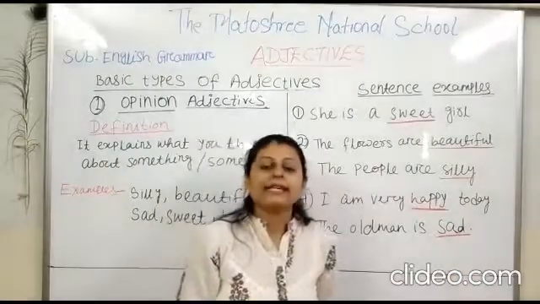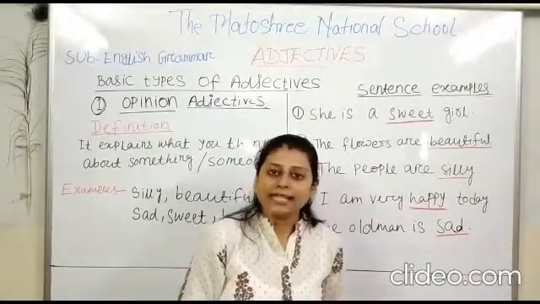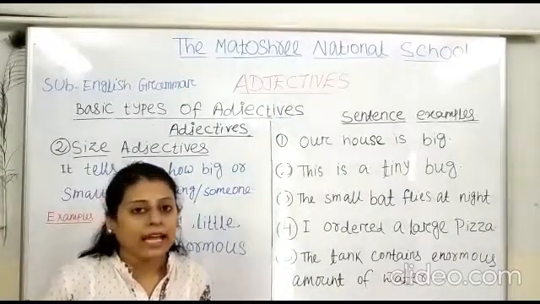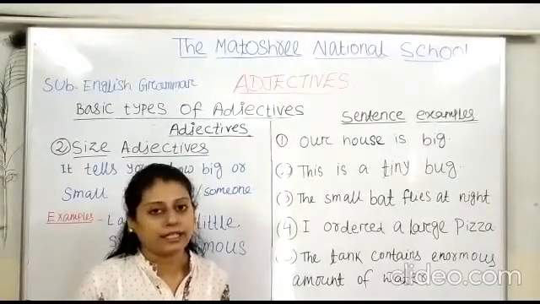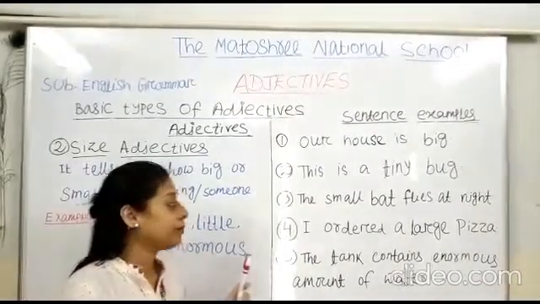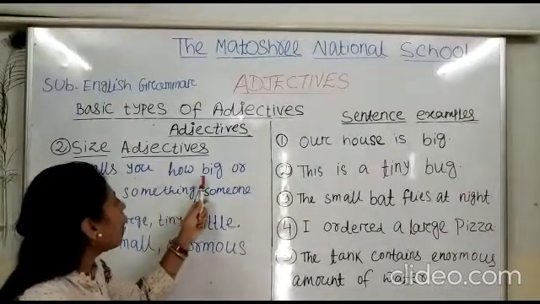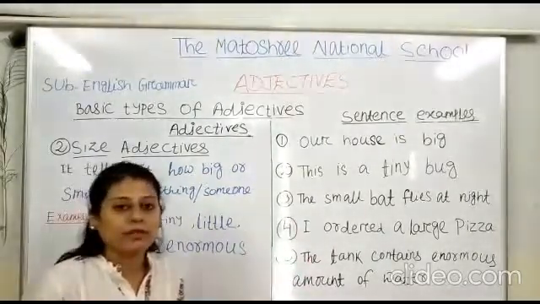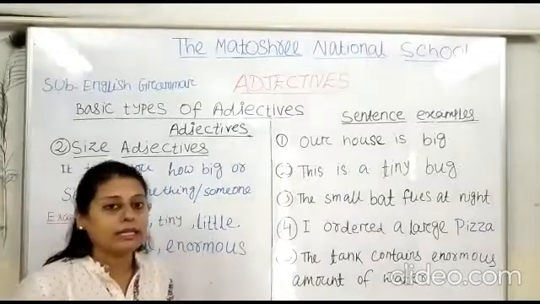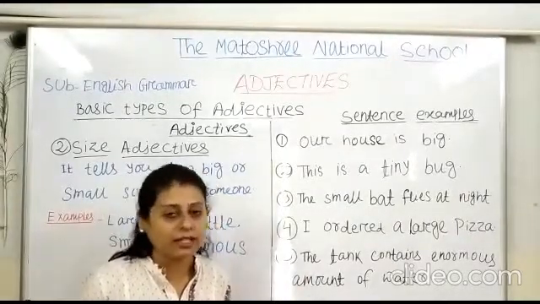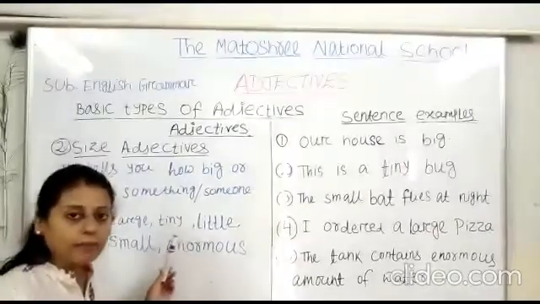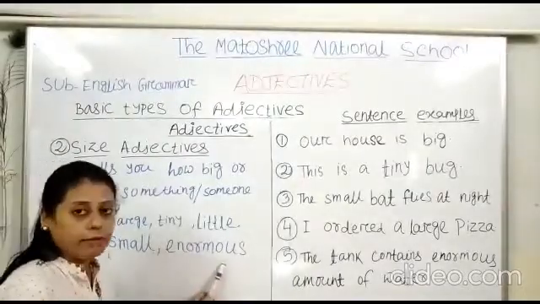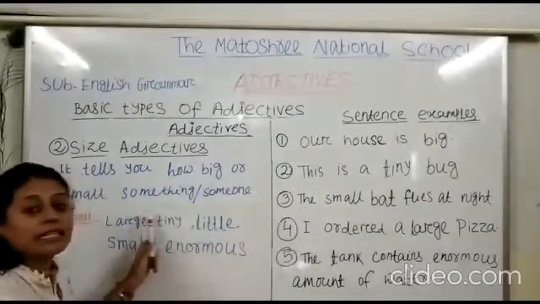Now, we will learn the second type of adjective, and that is size adjectives. Size adjectives tell you how big or small something or someone is. It shows the size of a noun. It shows how the thing is small, the thing is large, etc. And the examples are large, tiny, little, small, enormous. These are the examples of size adjectives.